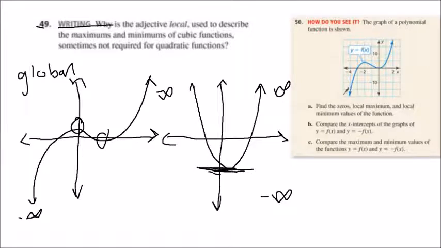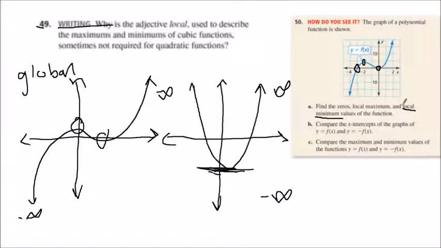50. How do you see it? The graph of a polynomial function is shown. Find the zeros, local maximum, local minimum, and the values of the function. What are the zeros? The 0 is right there, and the 0 is right there. So is that 0, and is that negative 3? And 0 is also the local minimum of the function.